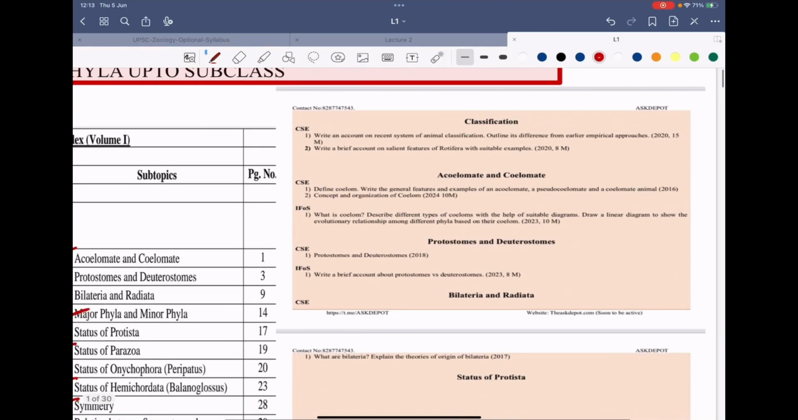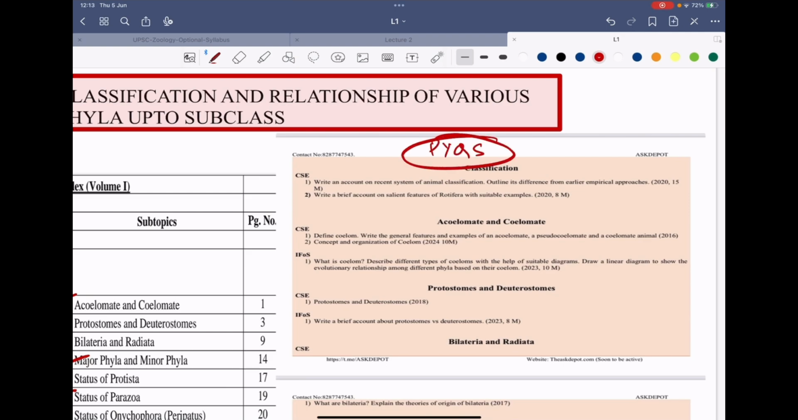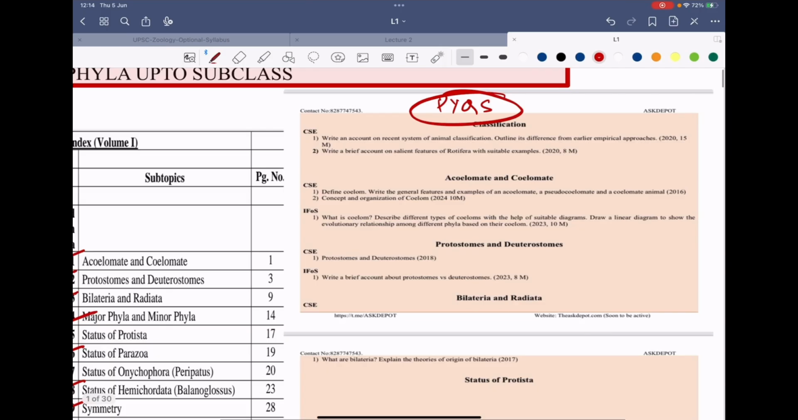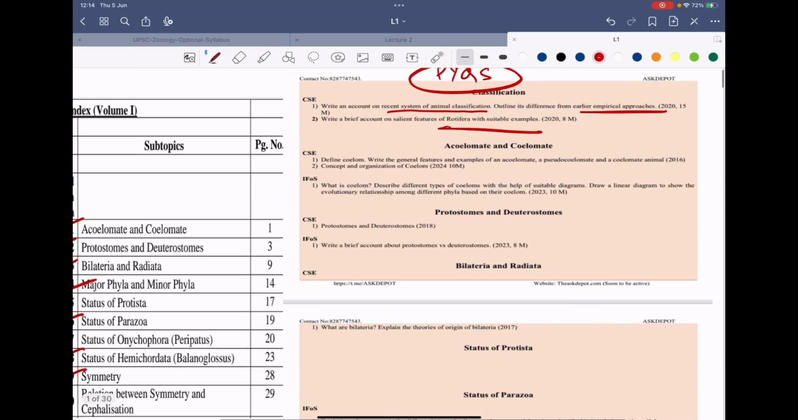And when you have to prepare for this for the optional or any subject, the most important thing is syllabus and the previous year questions. So if you go through the previous year questions here, the questions are related to recent systems of animal classification, difference from earlier empirical approaches. Then some questions related to rotifera, which is in the minor phyla.